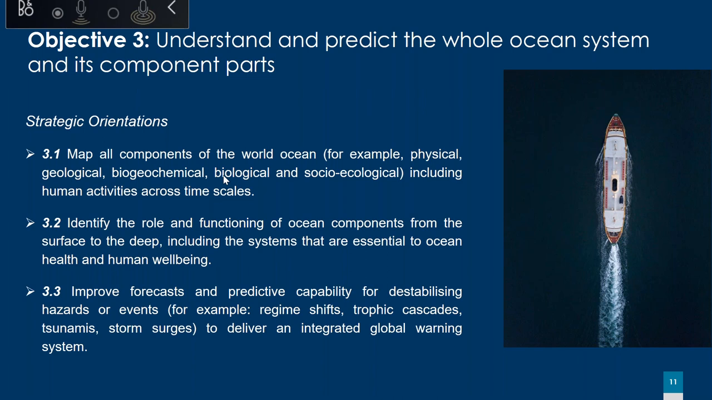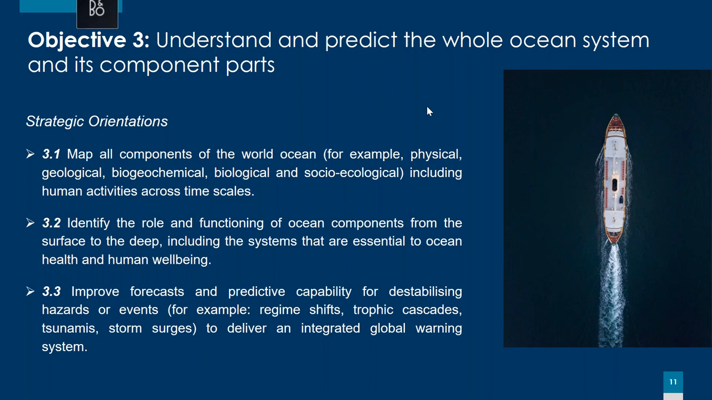Another example would be to much better understand the role and functioning of the ocean components. That would include the ocean ecosystem, the ocean circulation system, the biogeochemical cycles, the role the ocean plays in climate, the role the ocean plays in food, but also the pollution levels, or also the important role that the ocean plays, for example, in shaping our coasts.